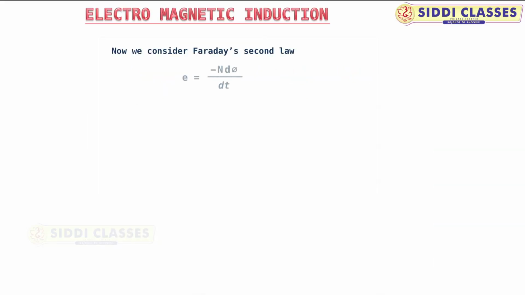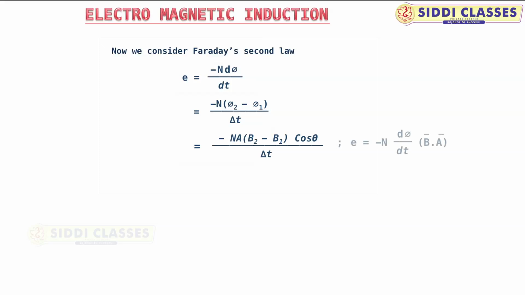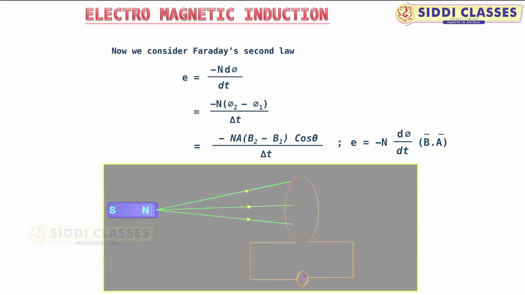Faraday's second law is induced EMF E equal to minus N dΦ by dt. Faraday's law states that the change in magnetic flux cut by a coil can produce induced EMF, E equal to minus N dΦ by dt. This can be written as minus N (Φ2 minus Φ1) by Δt, or minus N A (B2 minus B1) cos θ by Δt, that is E equal to minus N dΦ by dt, where Φ is B dot A.